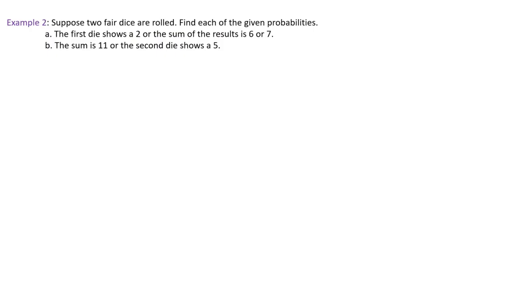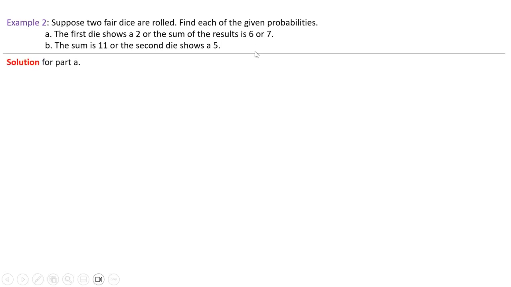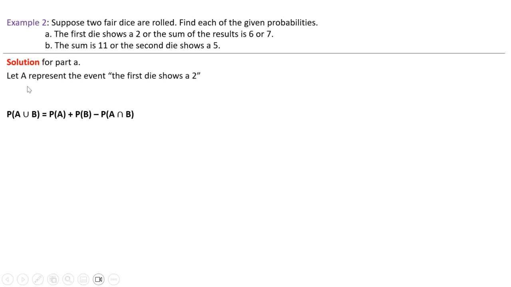Okay, now, it says, suppose that 2 fair dice are rolled. Find each of the given probabilities. The first die shows a 2, or the sum of the result is 6 or 7. Okay, so for part A, there's my formula. So I'm going to let A represent the event that the first die is a 2. So that'll be the event A. And then I'm going to let event B be the sum is 6 or 7.